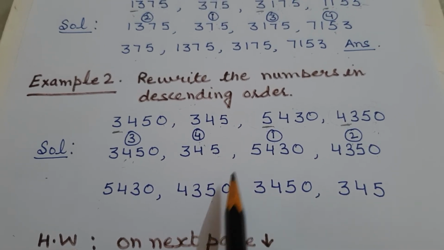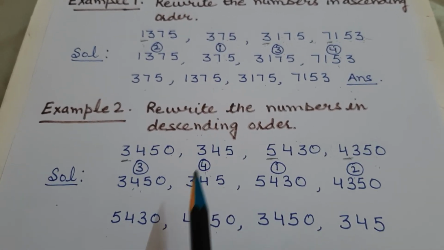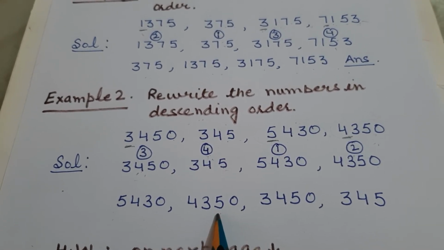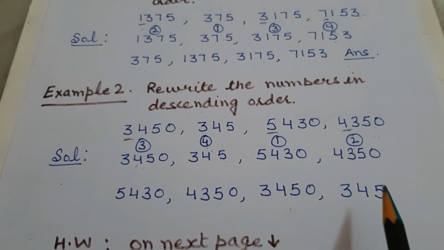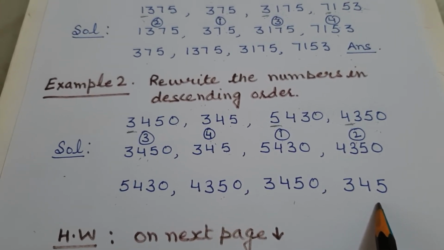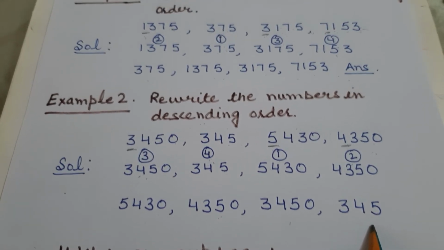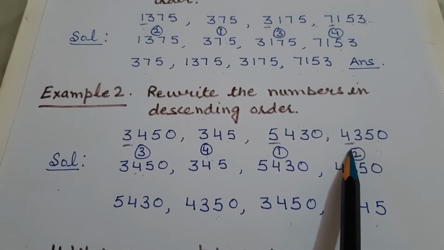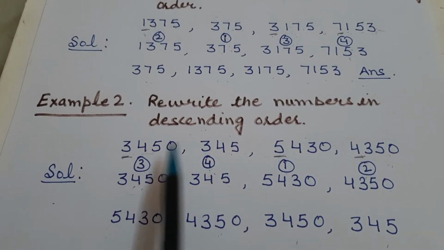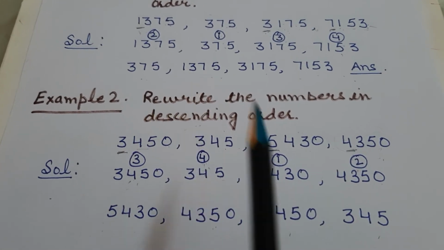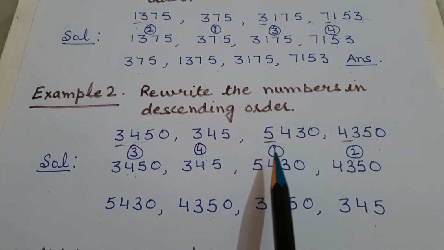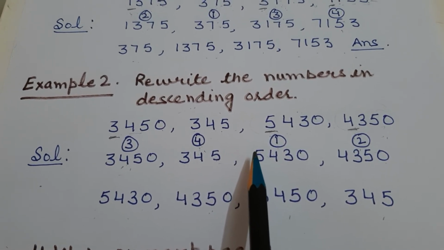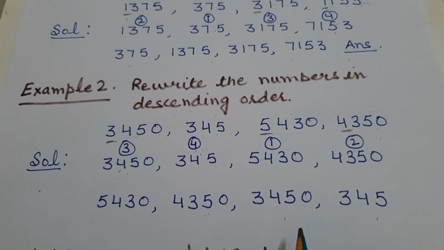So now we can write it in sequence. We are writing in descending order, so we start from the biggest, then smaller than this, then smaller than this, then the smallest number. In case the first places are the same, what will you do? Then you compare the second place. If second places are also the same, then you compare the third place, as we did in the previous session. I hope it is clear to all.